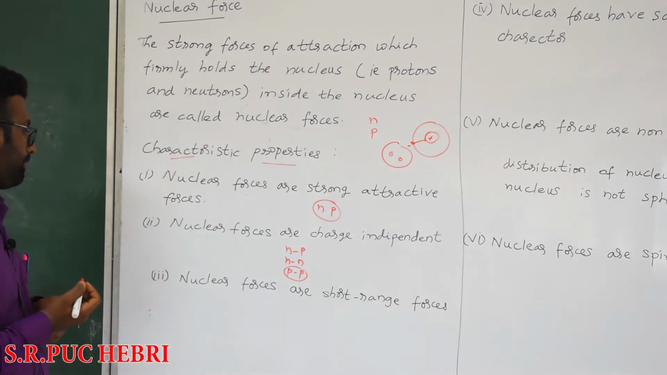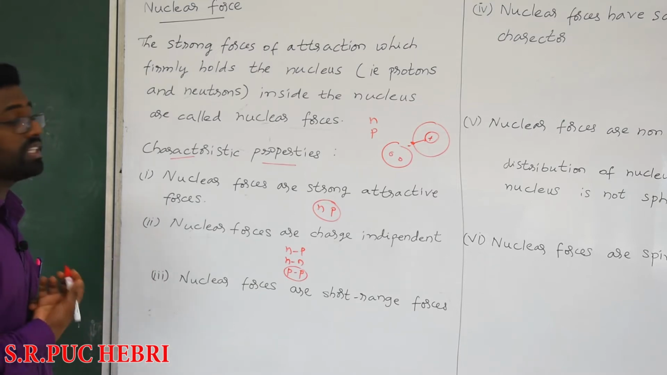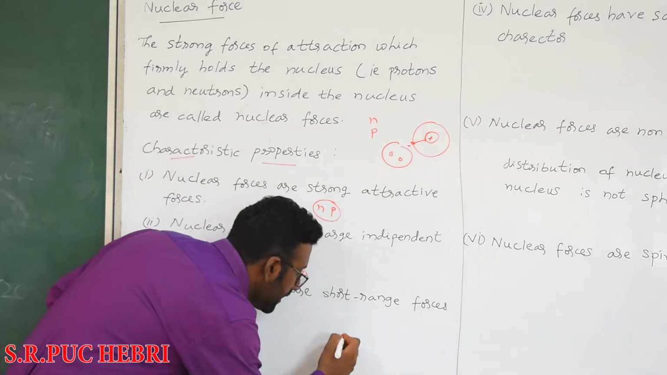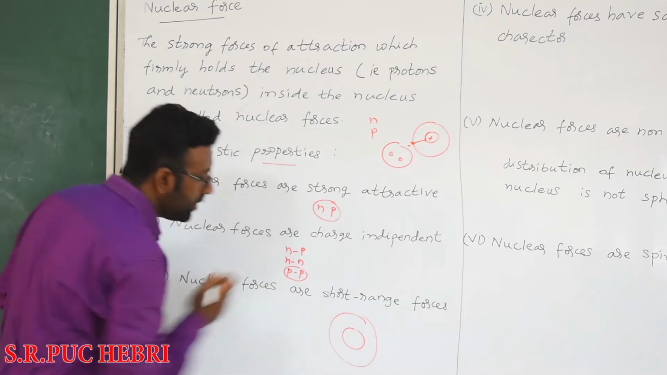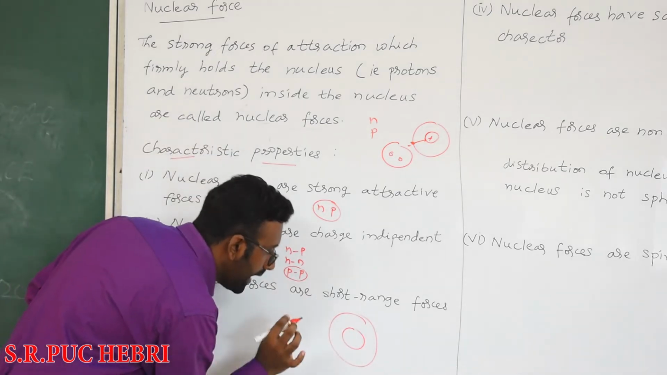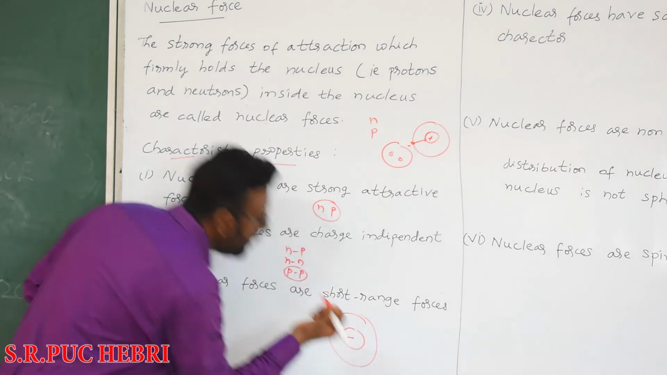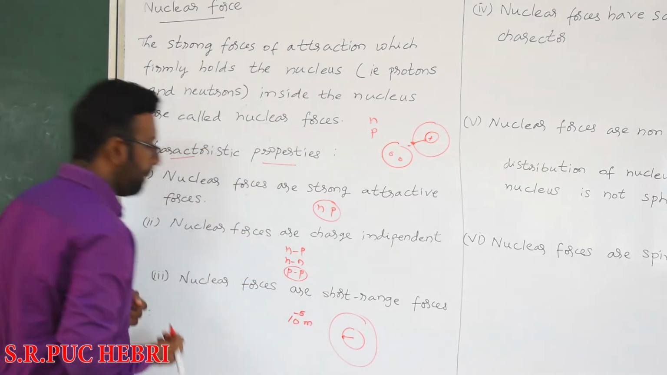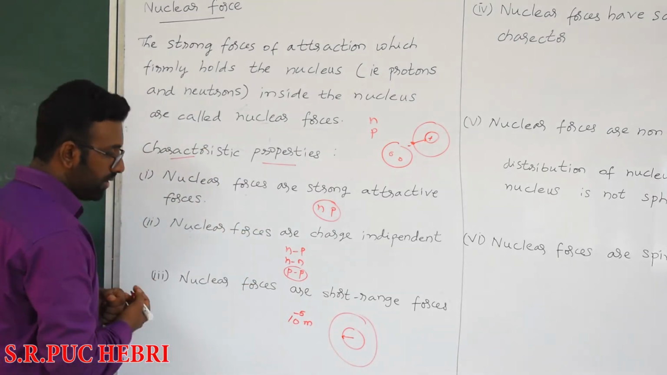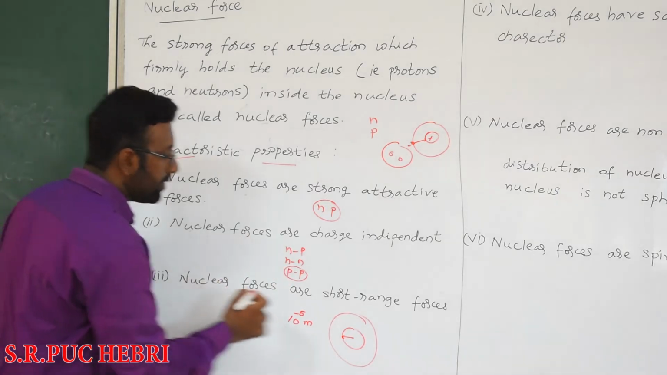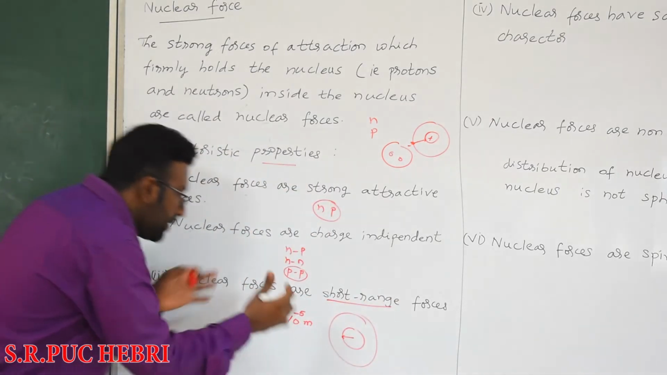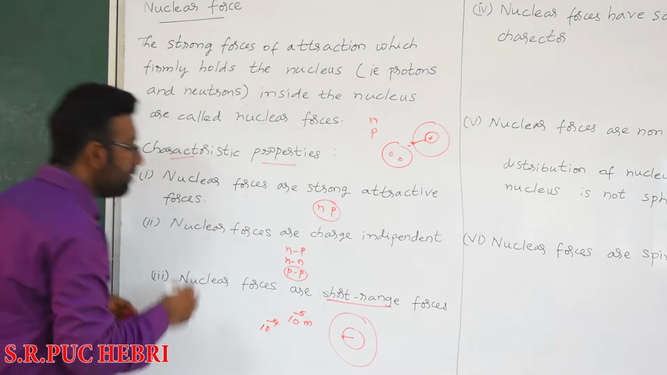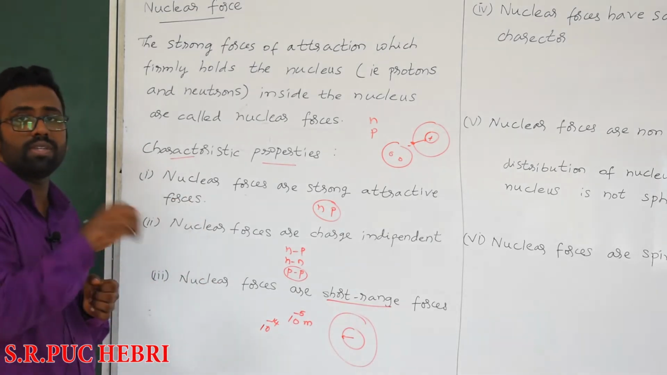Next one, nuclear forces are short range forces. So what is the meaning of short range forces? Short range force means it can act only up to a certain distance. So if I consider a nucleus, this nuclear force will act only up to the boundary of the nucleus. So we say that it is 10 to the power minus 15 meter. So nuclear force cannot act beyond that. Correct, right? So it is a short range force. Similarly, if the nuclear size we take is lesser than this 10 to the power minus 14, we say that nuclear force slowly becomes zero inside.